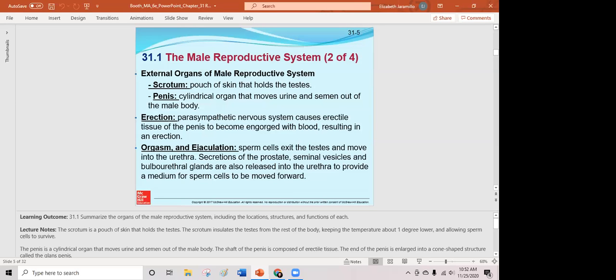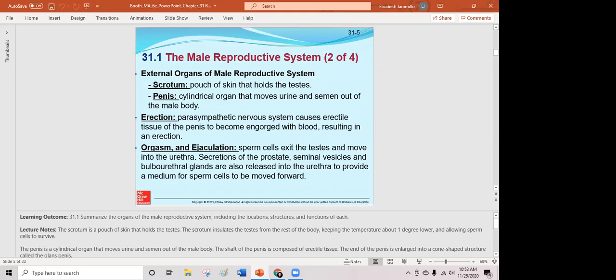So, the external organs of the male reproductive system. Now we already figured out how sperm is made, and that all happens on the inside. So the male external organs are going to be the scrotum, penis, erection, orgasm, and ejaculation, okay?